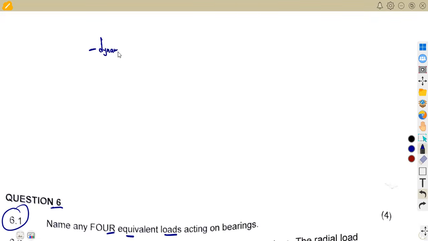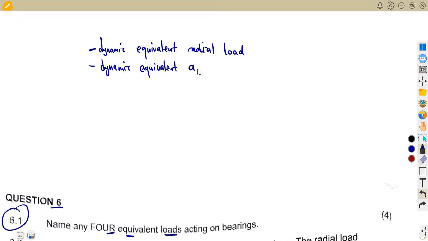That is the dynamic equivalent. So we have got the dynamic equivalent radial load. That is the radial load in this case. And also we have got the dynamic equivalent axial load.